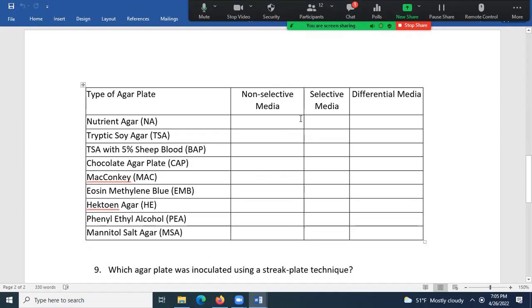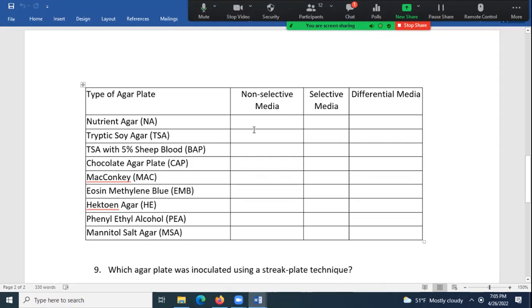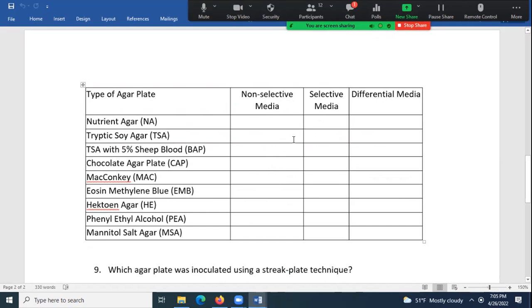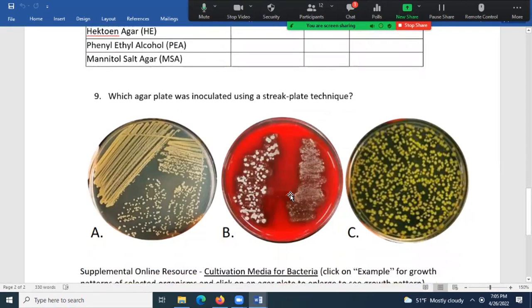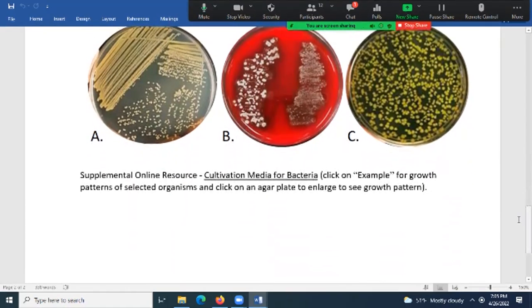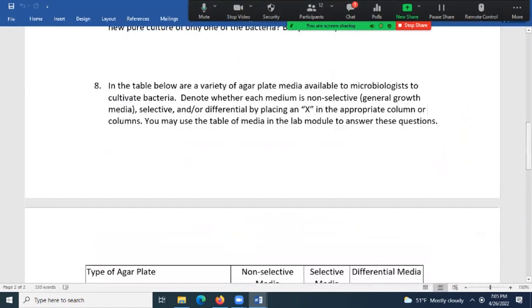Like nutrient agar, I'll tell you the first one, it's a non-selective media only. So fill the table in for question 8. And then 9, which of these plates, this one, or that one, used the streak plate technique, meaning was inoculated using streaking for colony isolation. So A, B, or C. All right, any questions about any of this? If not, go ahead and start the lab.